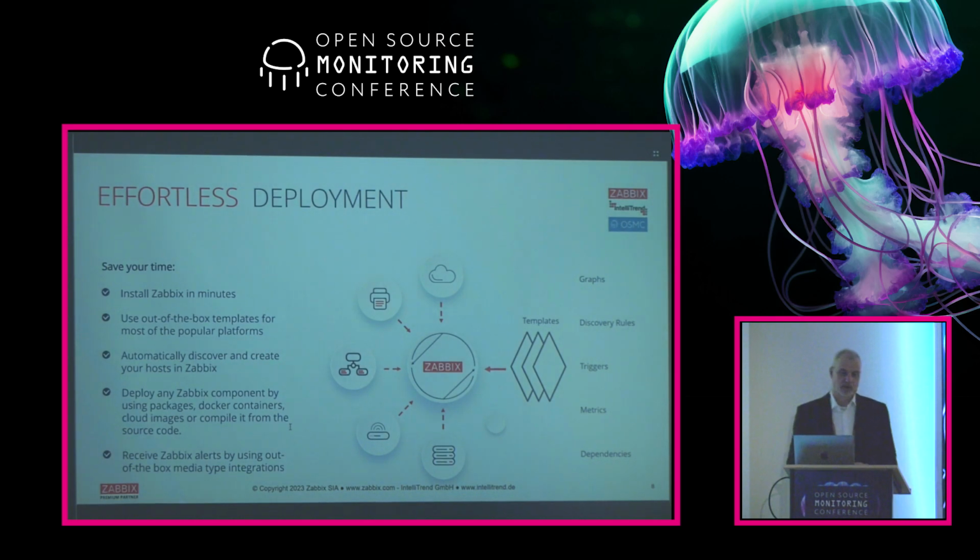So if you would like to deploy it, it's really easy. You install Zabbix in a couple of minutes. Last slide will show you how. You can use out-of-the-box monitoring templates for most popular platforms, which includes firewalls, switches, operating systems, applications, and so forth. And any Zabbix component can be deployed using Linux packages for your favorite Linux distribution, Docker containers, cloud images, or you can compile it by yourself from the source code.